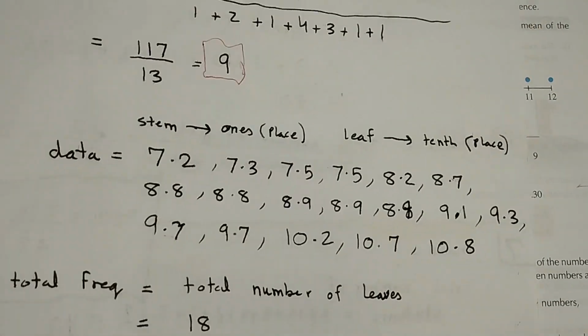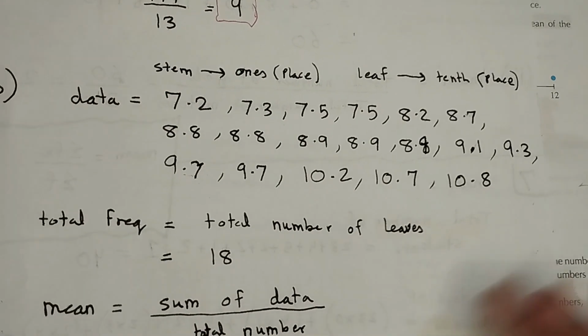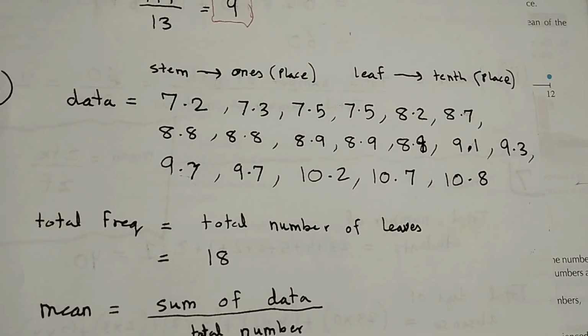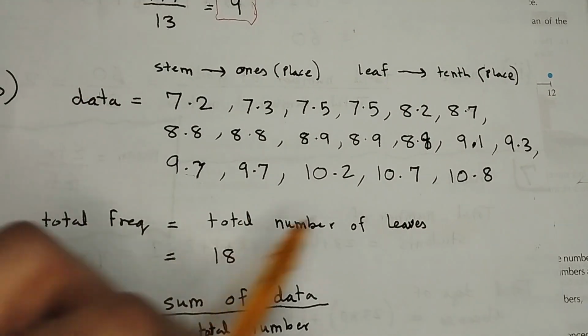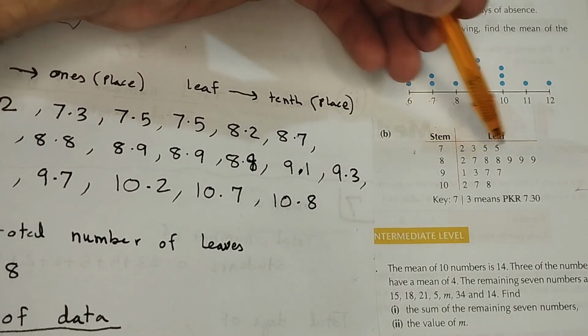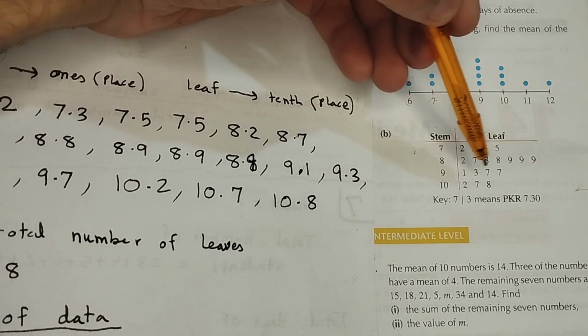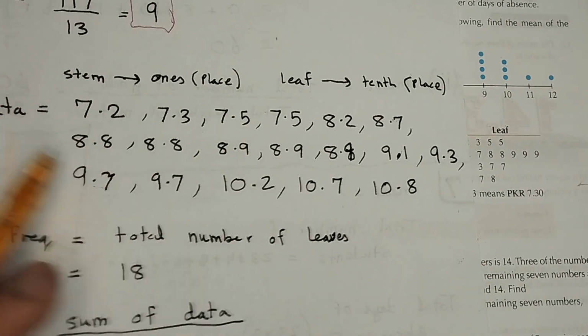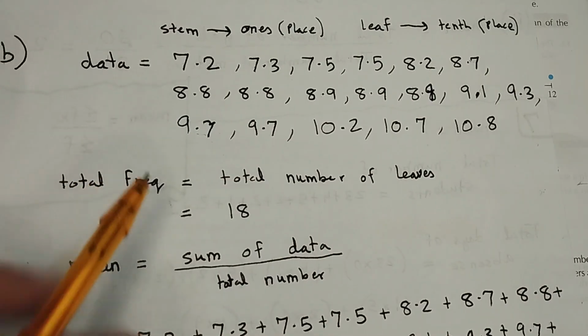Okay, once you're done with the interpretation of data, all you have to do is to find the total frequency. As I said, in a stem and leaf diagram, the total number of leaves is equal to the total frequency. Count the number of leaves we have. 1, 2, 3, 4, 5, 6, 7, 8, 9, 10, 11, 12, 13, 14, 15, 16, 17, 18. We have 18, so that's going to be our total frequency. And when are we going to use our total frequency? In the formula of mean. Okay, we've already done this before.